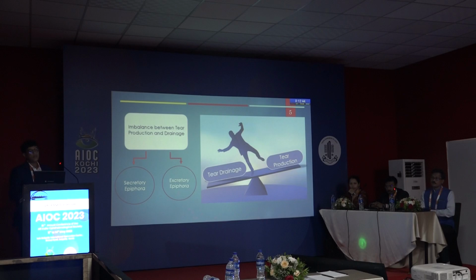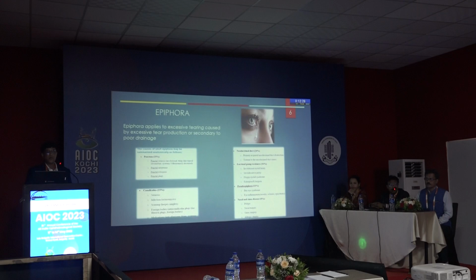So there is always a balance between the production of the tear in the lacrimal gland and the drainage. When there is an imbalance, that may be secretory epiphora or excretory epiphora, that is, watering of the eye occurs. Epiphora applies to excessive tearing caused by excessive tear production or secondary to poor drainage. There are so many causes of epiphora.